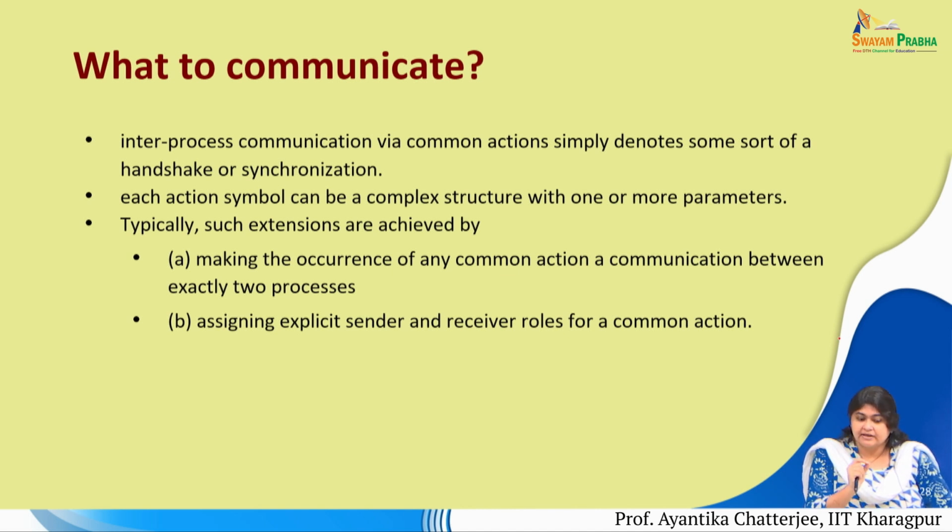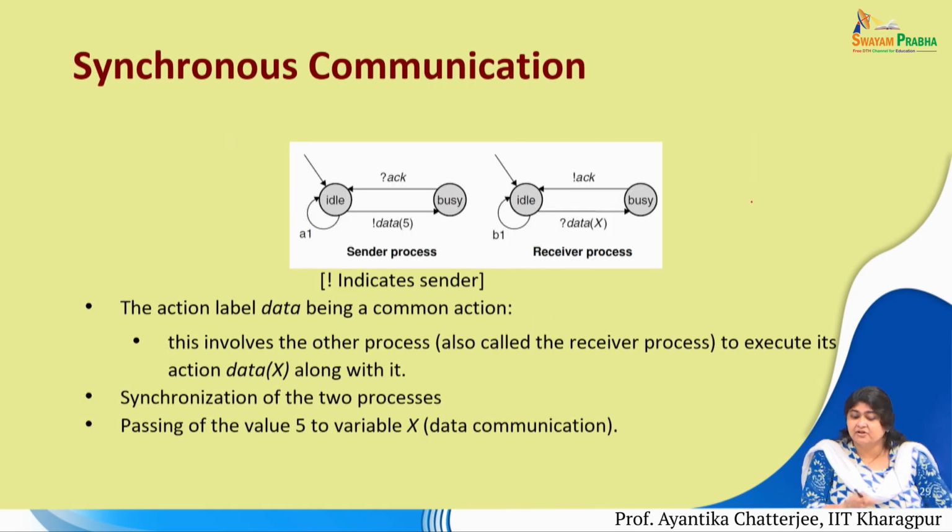So, to communicate, each action symbol can be a complex structure with one or more parameters. When we are communicating, it may not be a simple communication; there may be multiple parameters. And this communication may be different for different cases. We will take an example of synchronous communication, and also an example of asynchronous communication. In synchronous communication, we know everything is driven by the clock.